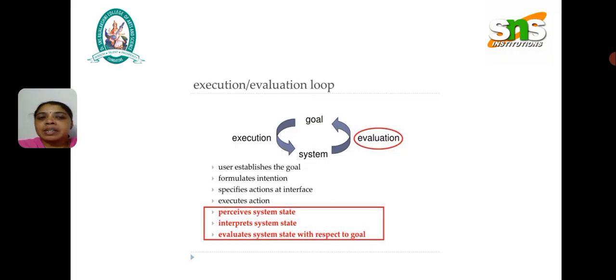We have to establish the goal. For that, we have to make some formulation. We have to take some action. First, we have to test. We have to perceive whether the system will adapt or not. If it is adapted, then implement. Then we have to evaluate the goal.